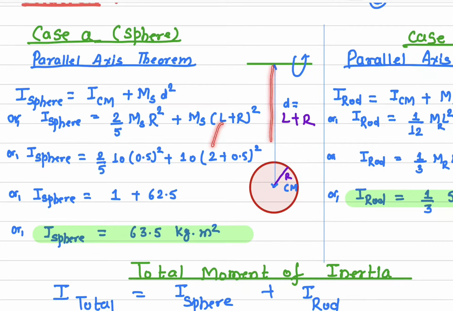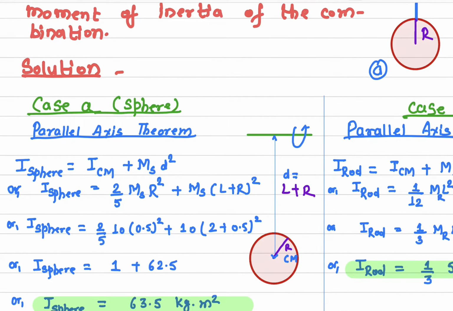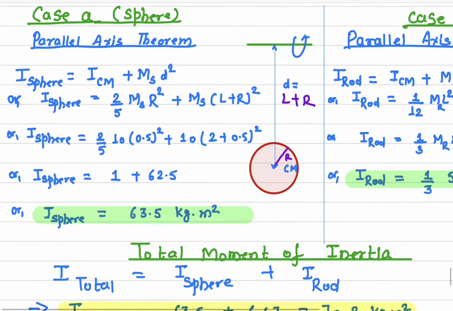L, the length of the rod, is 2 meters, and the radius is 0.5. So this is just all the numbers now. If you do the math or use the calculator, you'll get 63.5. Again, remember, this is just the moment of inertia of the sphere about this axis of rotation. So it is rotating this way. In half a rotation, the sphere will be here. That's the axis of rotation.